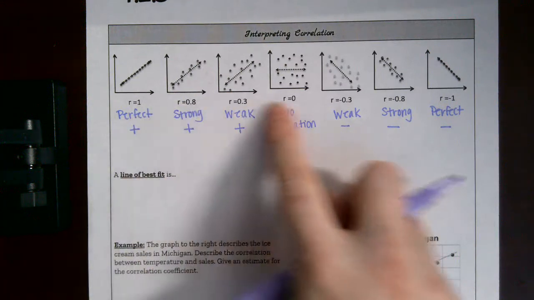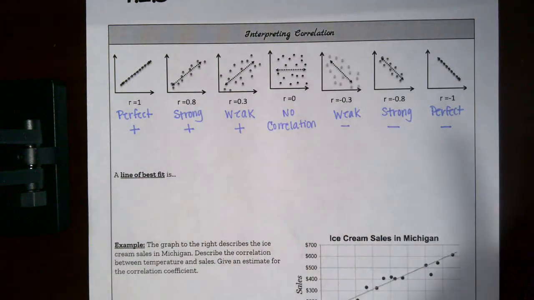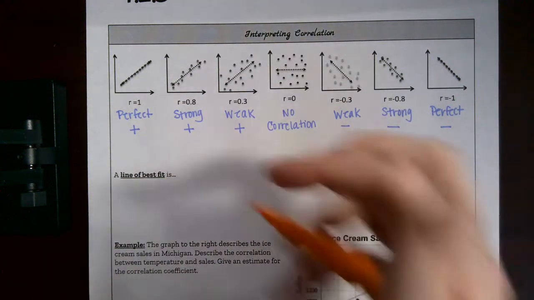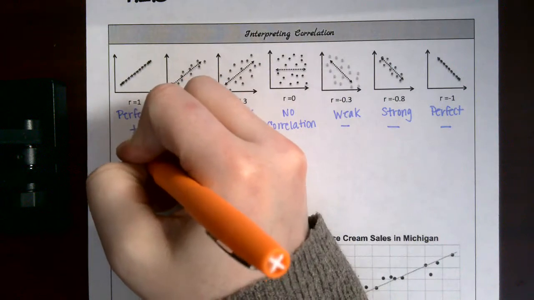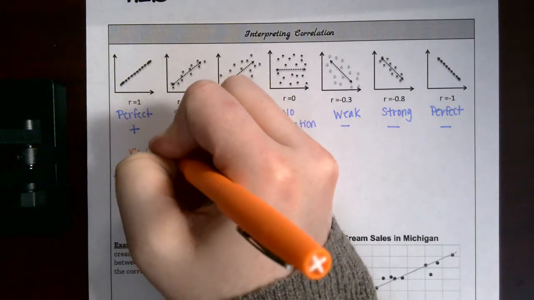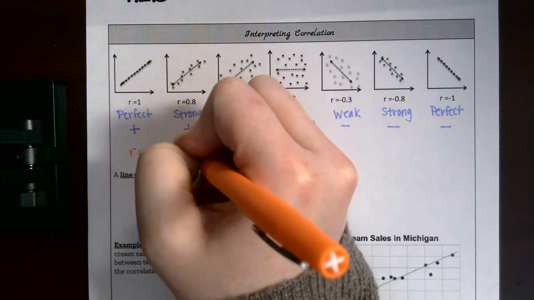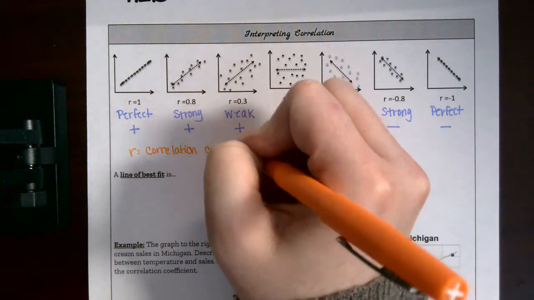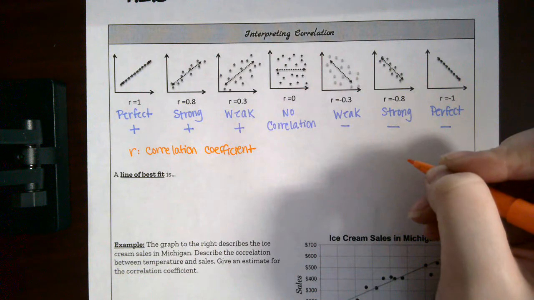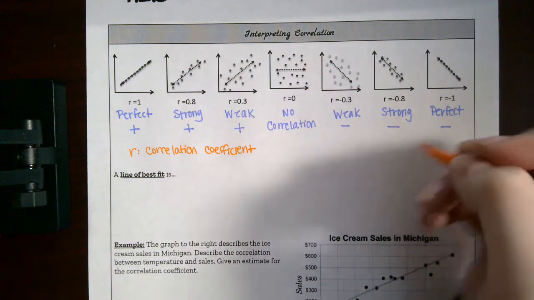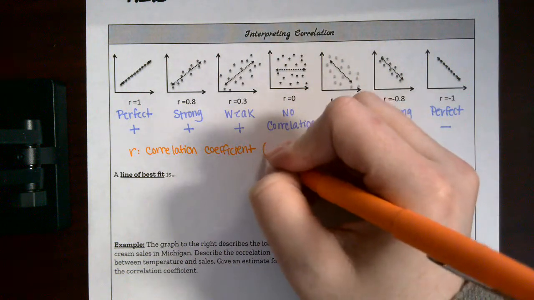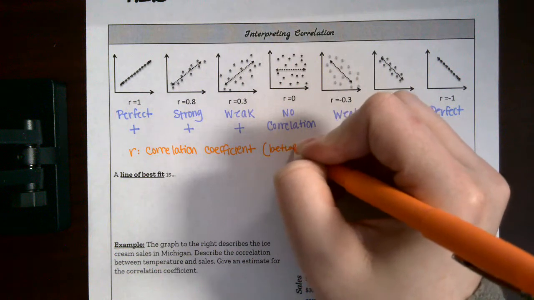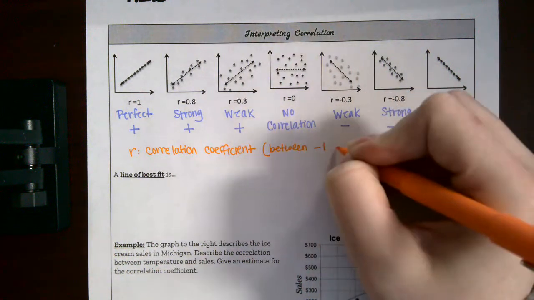Now these R's are the correlation coefficient. So I'm going to write that right here. R is our correlation coefficient. And that's the number that represents the strength of the correlation. Our correlation coefficients are always between -1 and 1.